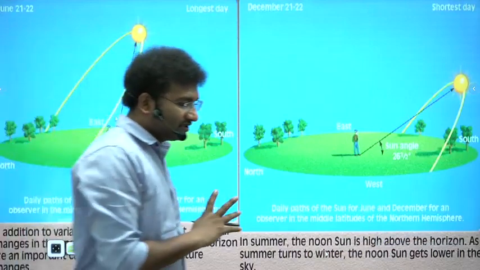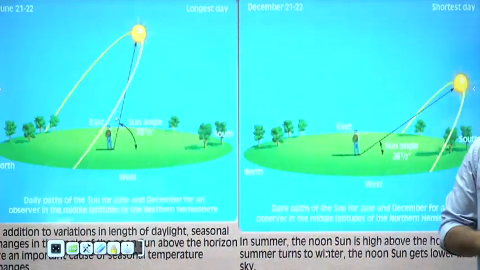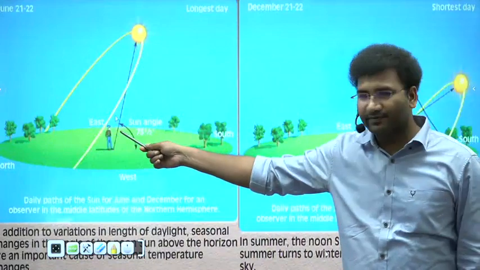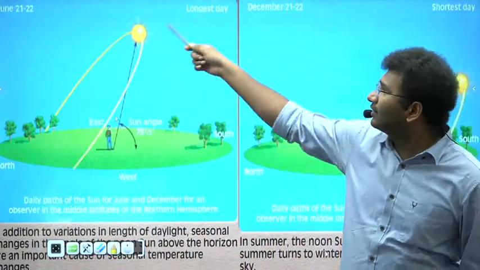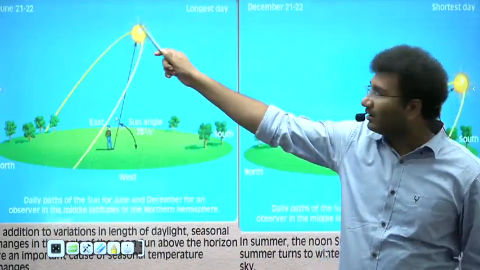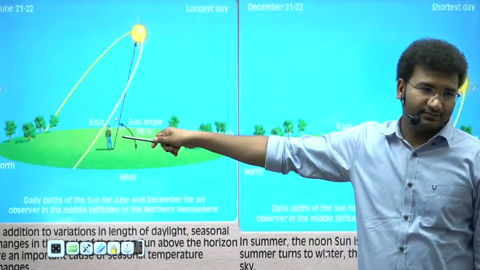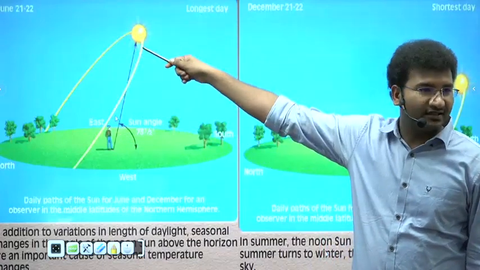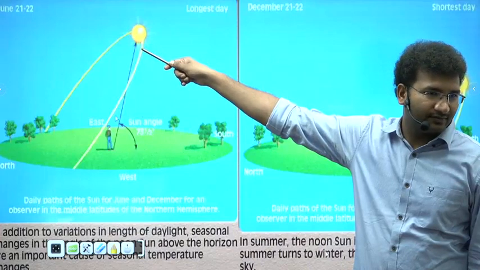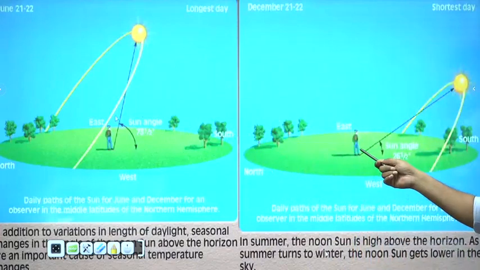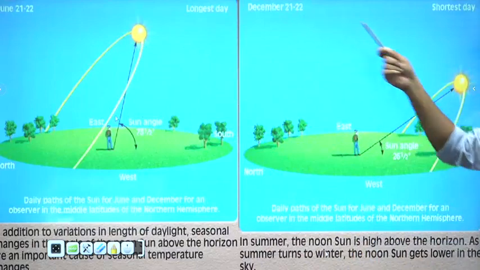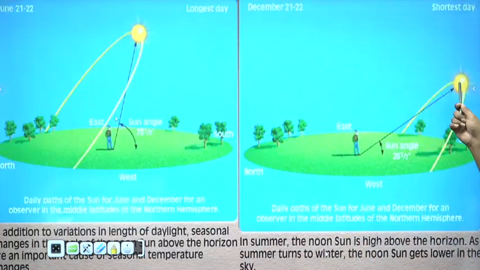Try to watch this diagram. Imagine this is yourself, standing here in the month of June 21st. Look at the position of the sun, it seems to be directly above your head, right? Now look at the position of the sun in the month of December 21st, and that too here the sun seems to be here.